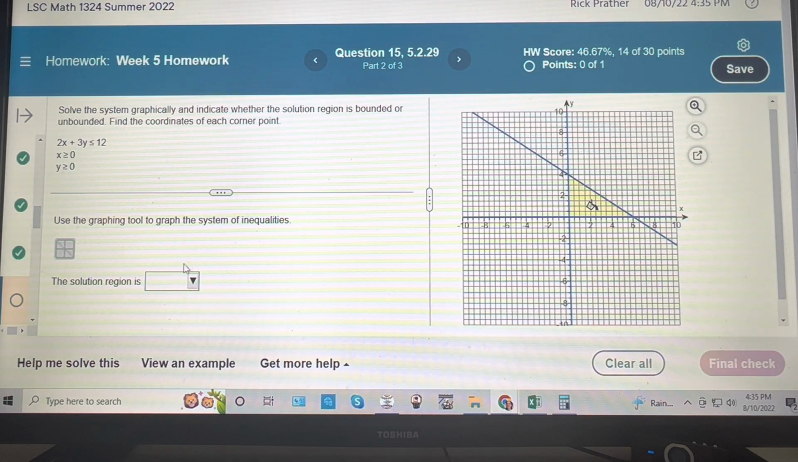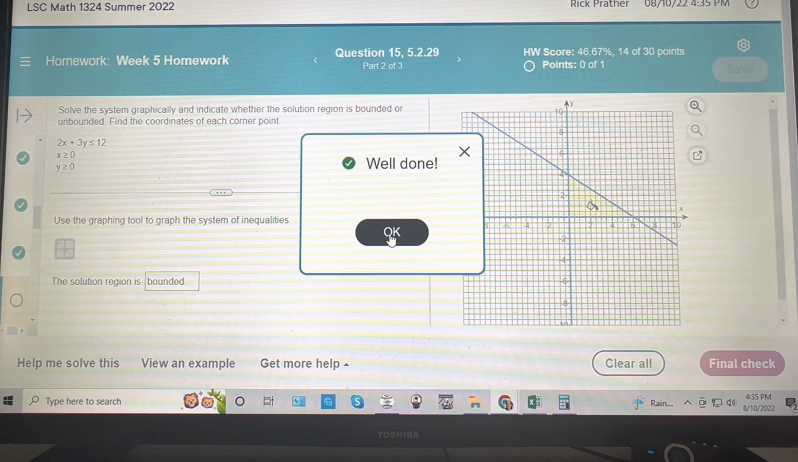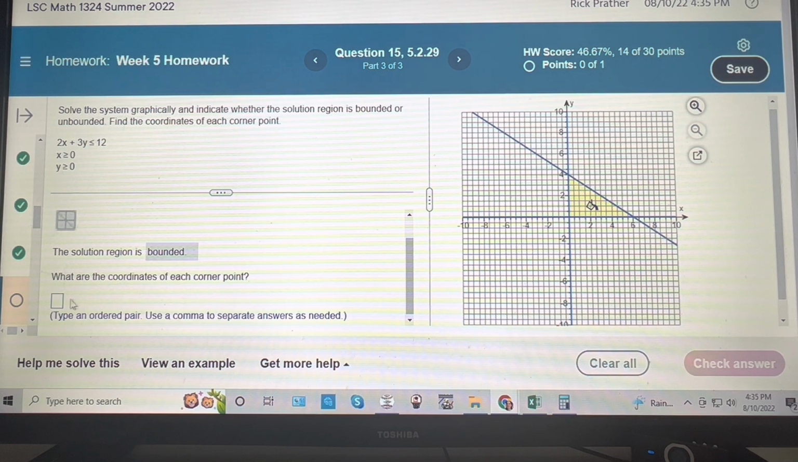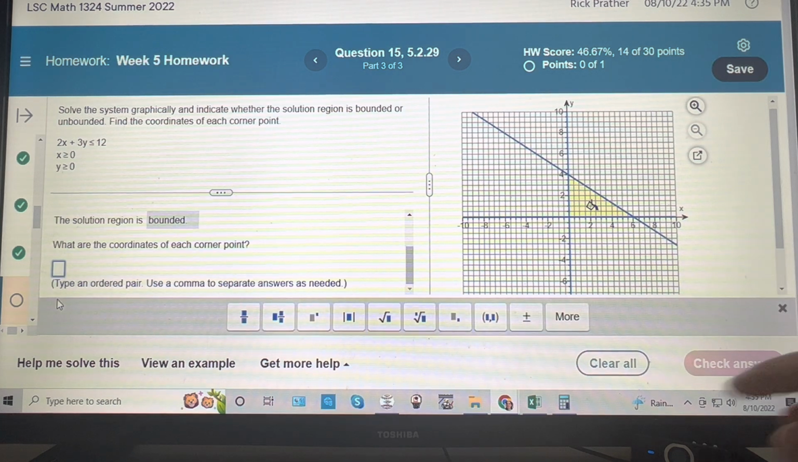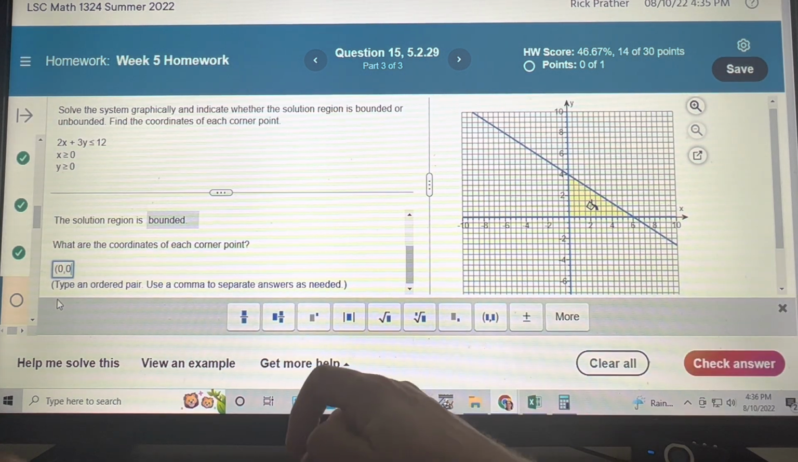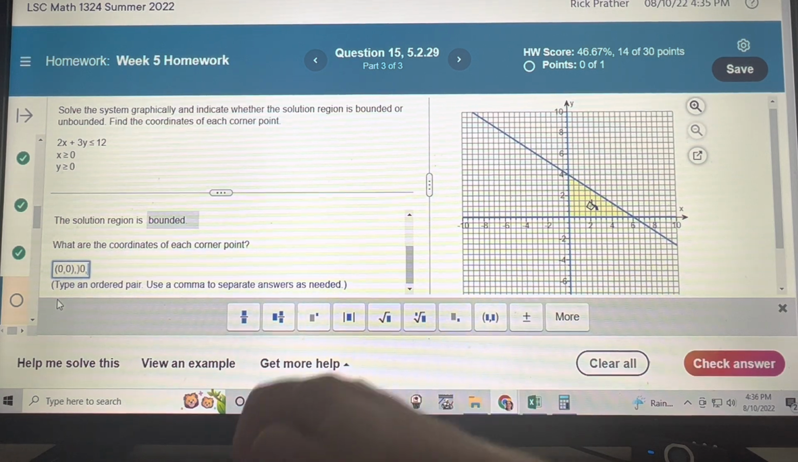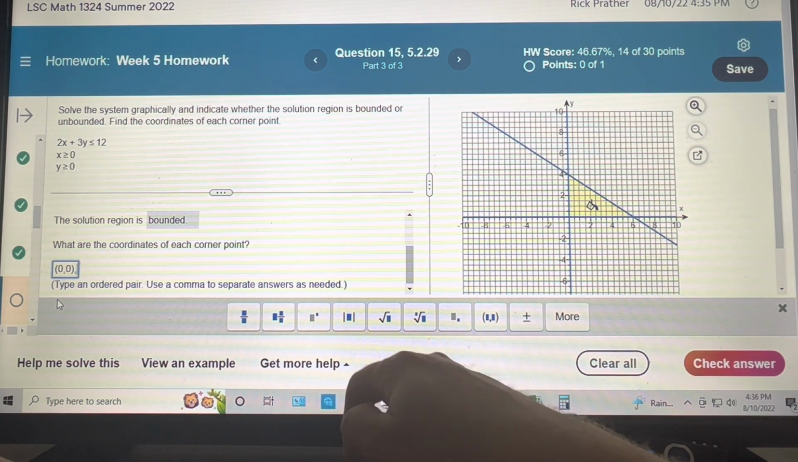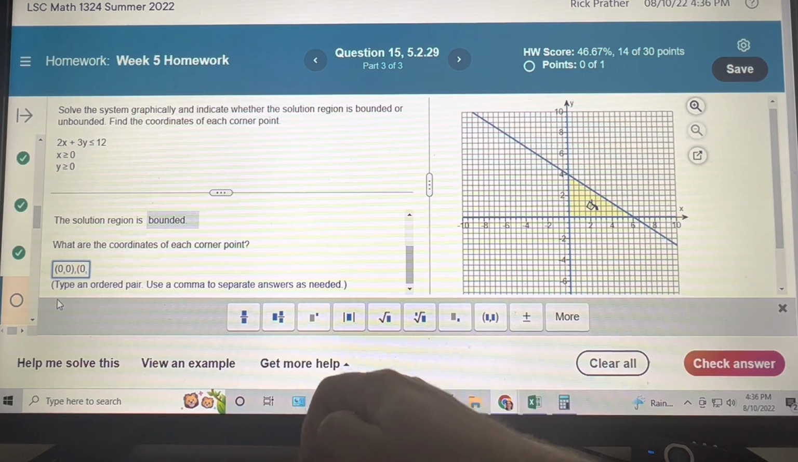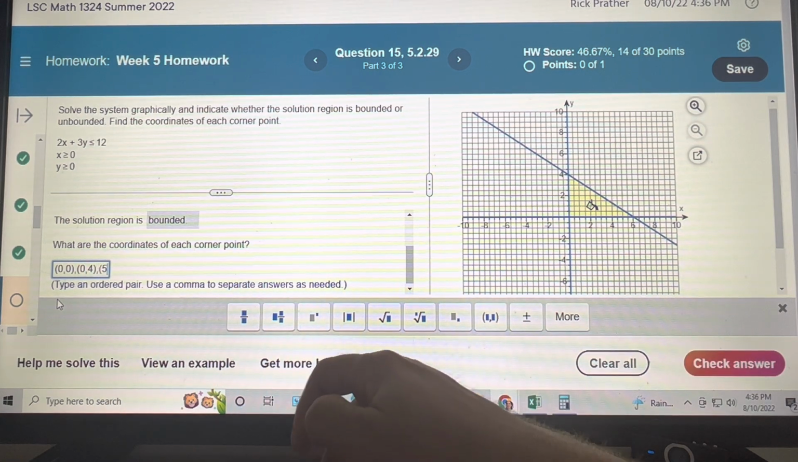And so, okay, we did that. The solution region is bounded, so then I know there is definitely a max and a min. What are the coordinates of each one? So this is what I listed: 0, 0, then 0, 4. Whoops, didn't get the parenthesis right. 0, 4, and 6, 0.